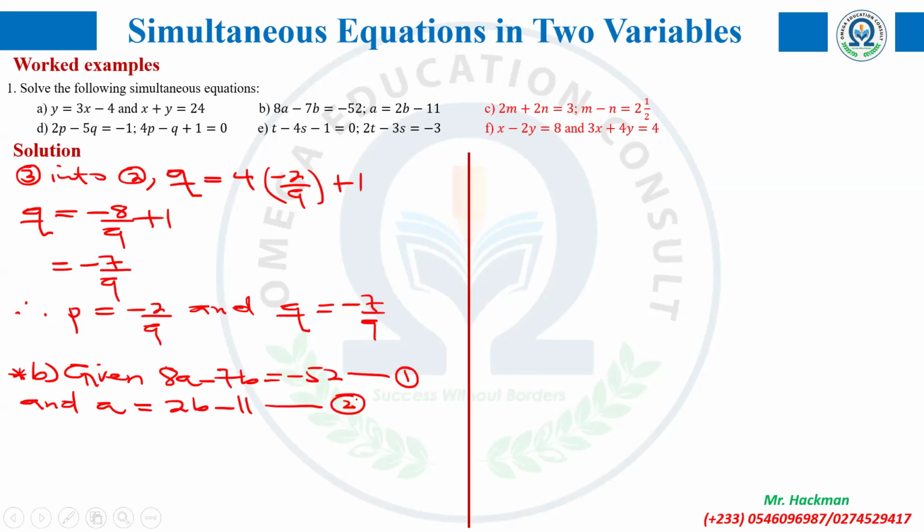First of all, I realized that you could see that substitution was the best way to go. So what do you do? You substitute equation 2 into equation 1. And if you are substituting, don't just go and substitute. Let us know what you are doing.